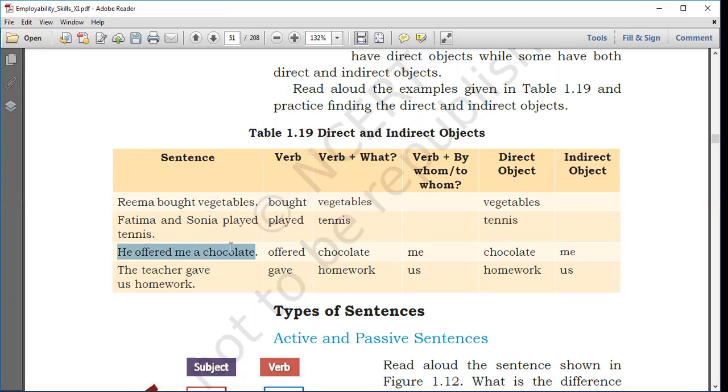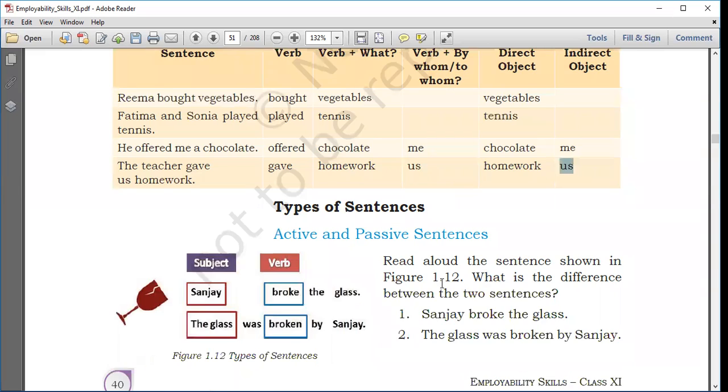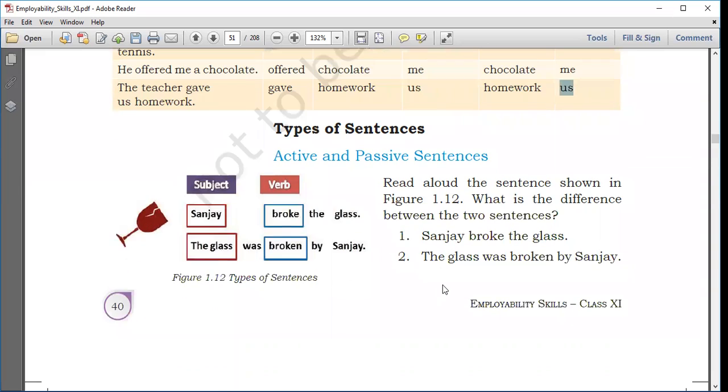He offered me a chocolate. What did he offer? Chocolate. Chocolate is the direct object. And to whom was the chocolate offered? It was me. Me is the indirect object. इन दोनों में indirect object नहीं था. Teacher gave us homework. What did the teacher give? Homework. So homework is the direct object, and to whom was the homework given? Us. So us is the indirect object here, right? This is quite important.